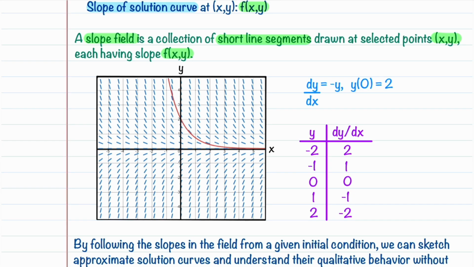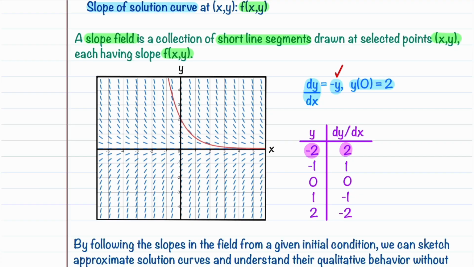Over here on the right, we have a differential equation dy dx is equal to minus y, along with an initial condition y of 0 is equal to 2. In this example, our slope doesn't depend on x and only depends on y. To start, let's compute some slope fields. When y is equal to minus 2, the slope dy dx is minus y, which makes it equal to 2.